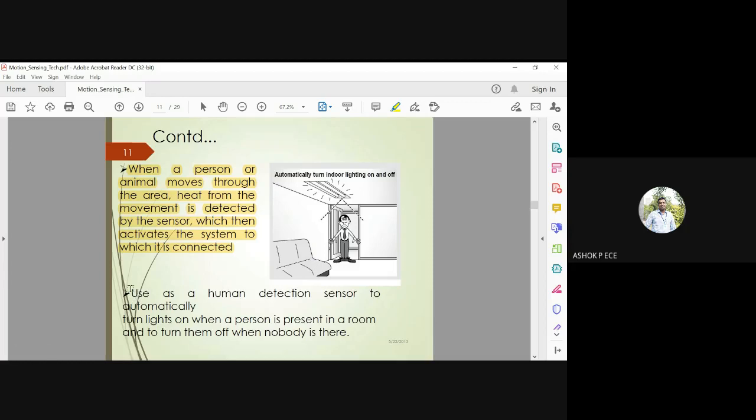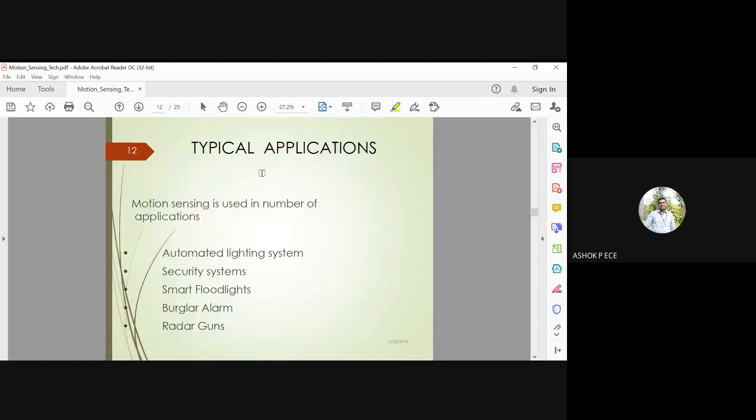So use it as a human detection sensor to automatically turn on lights when a person is present in a room and turn off when nobody is there. When nobody is there, there will be no radiation, so you can turn off. When a human being or animal or any other living being enters, they are going to emit radiation. That radiation is detected by the sensor, and automatically lights are turned on and off accordingly.